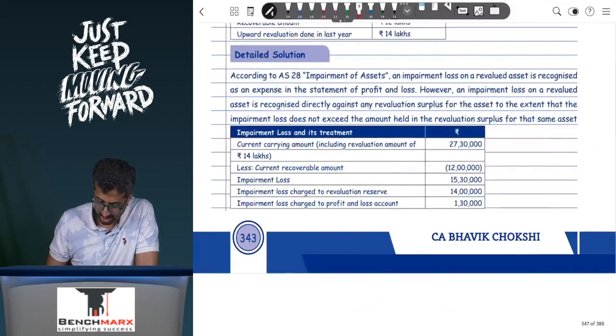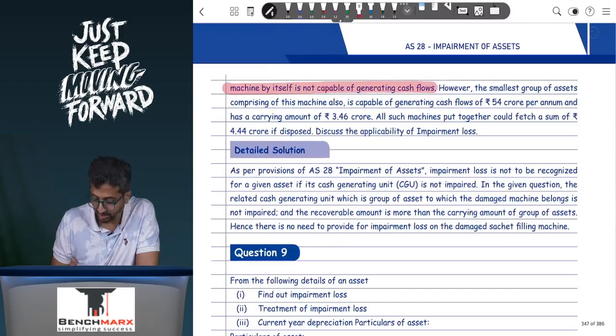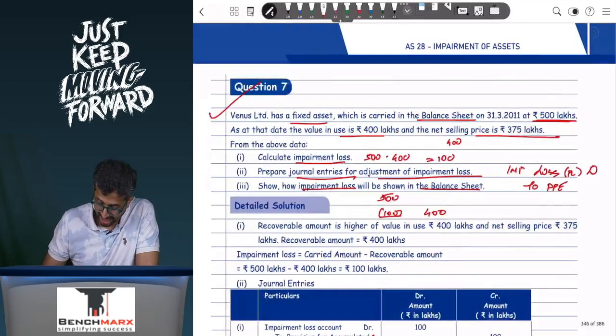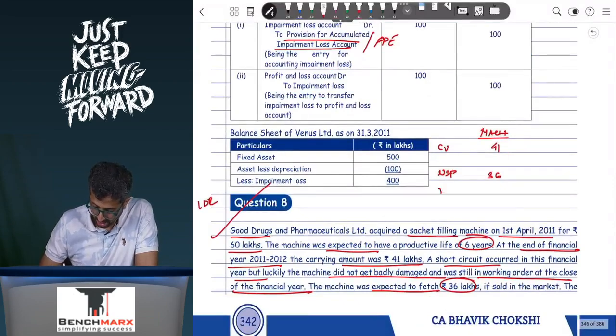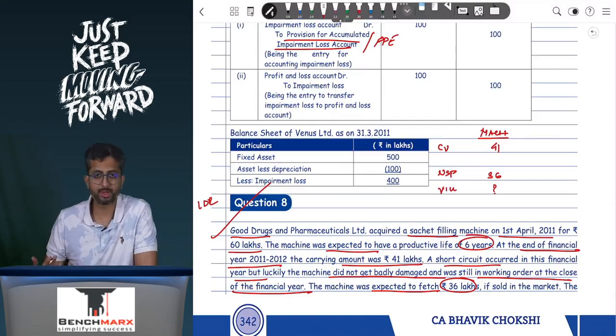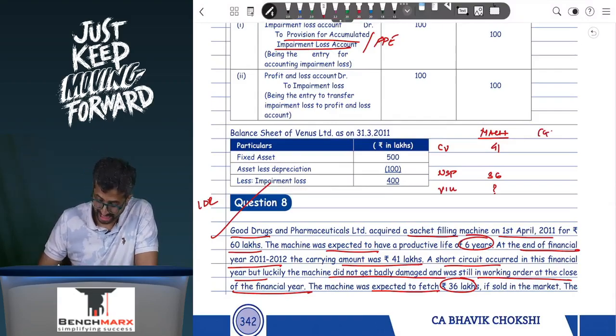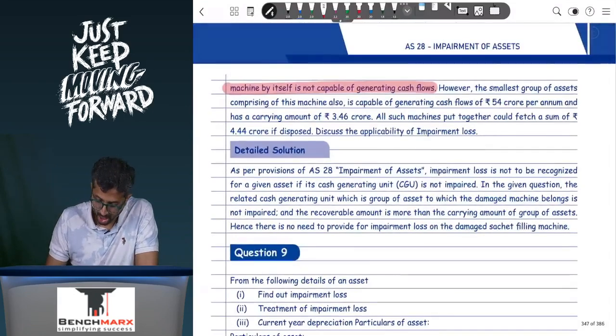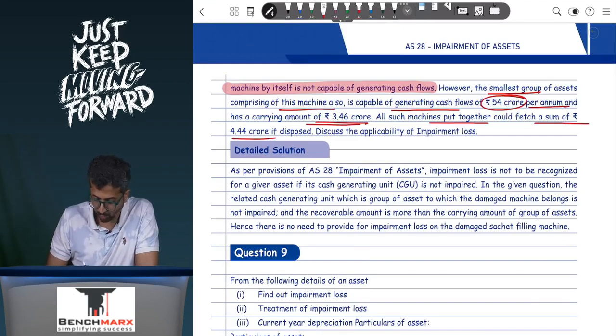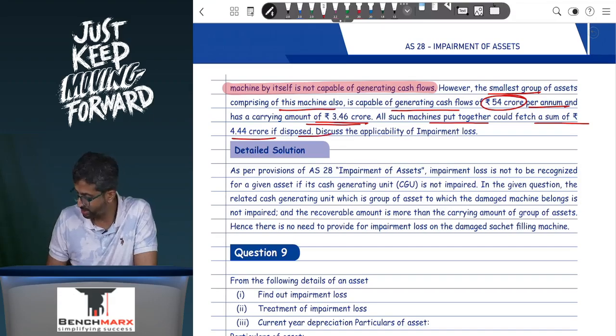Okay. The machine by itself is not capable of generating cash flows, and hence the value in use for this machine cannot be calculated reliably. So I can't do impairment testing for the machine itself, and hence I need to go to the CGU level. However, the smallest group of assets comprising this machine and is also capable of generating cash flows of 54 crores per annum and having a carrying amount of 3.46 crores. All such machines put together would fetch 4.44 crores if disposed.